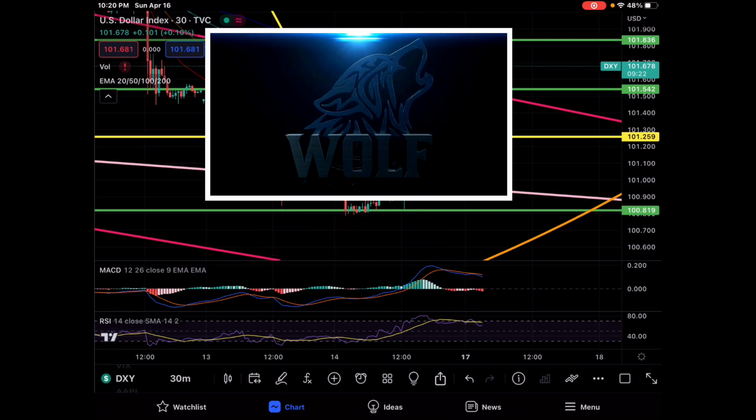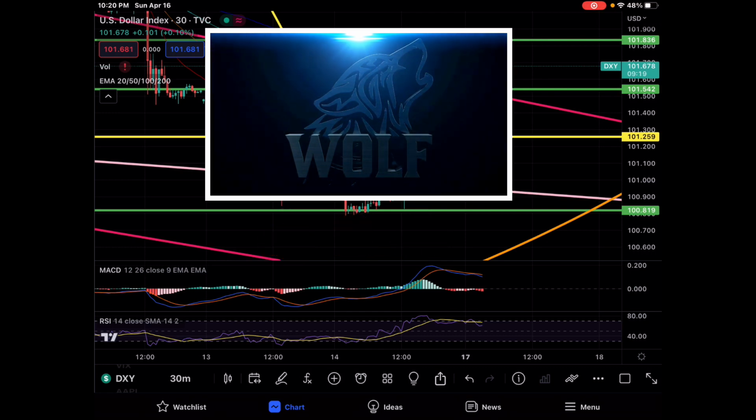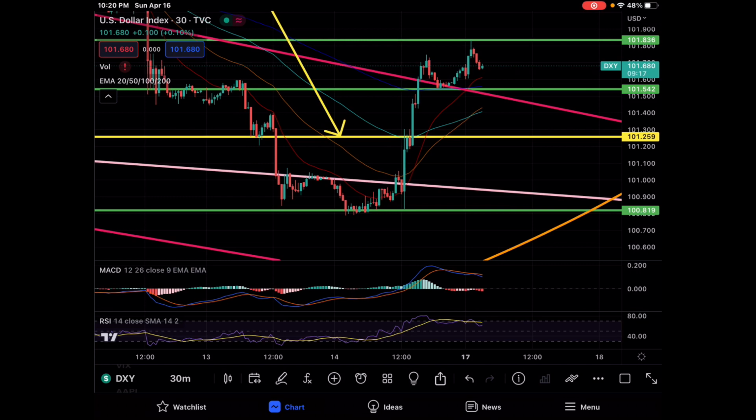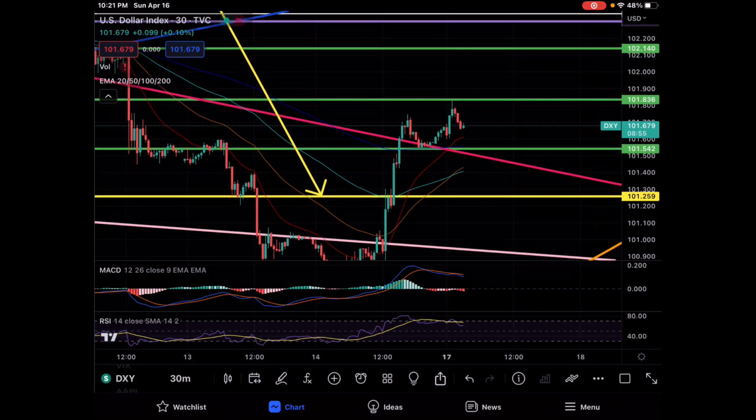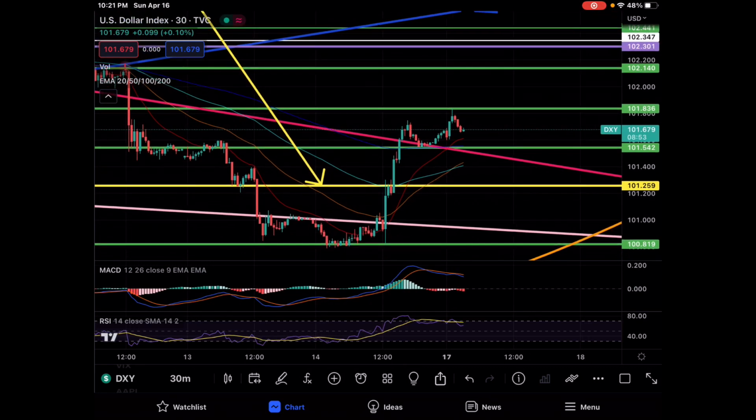We are looking at the US dollar, the DXY, and as you can see here, we left off yesterday as we went all the way down to the 108.19. We had a massive move back up to essentially complete a cup at the 101.681. The real question is, is it going to hold this support line here that we see in red?